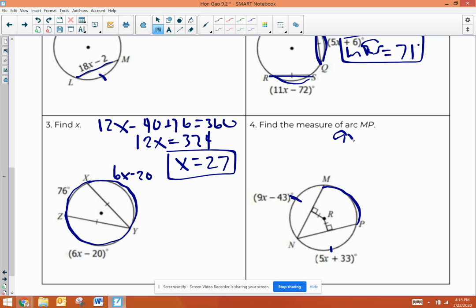So I set them equal. 9x minus 43 equals 5x plus 33. So 4x equals 76. And x equals 19. I knew that, 80 divided by 4 is 20. Oh, premature boxing. 19 is not the answer.